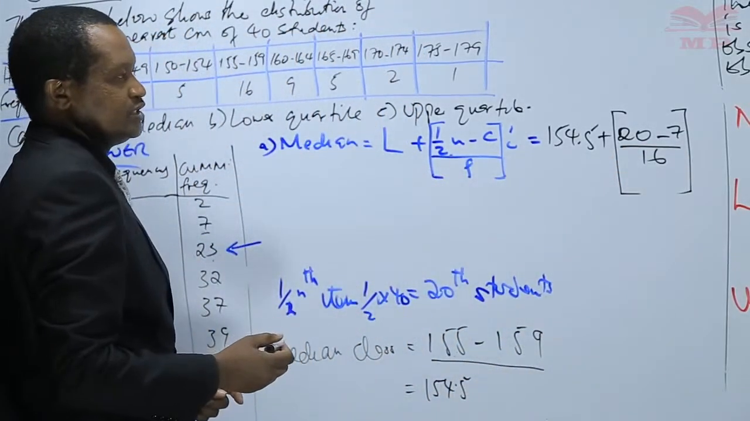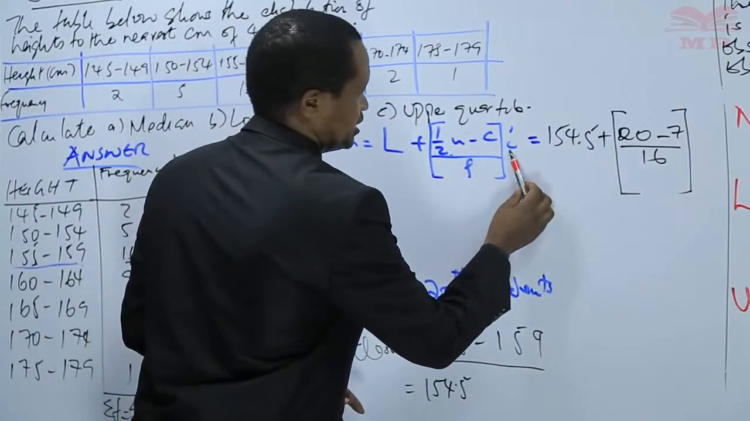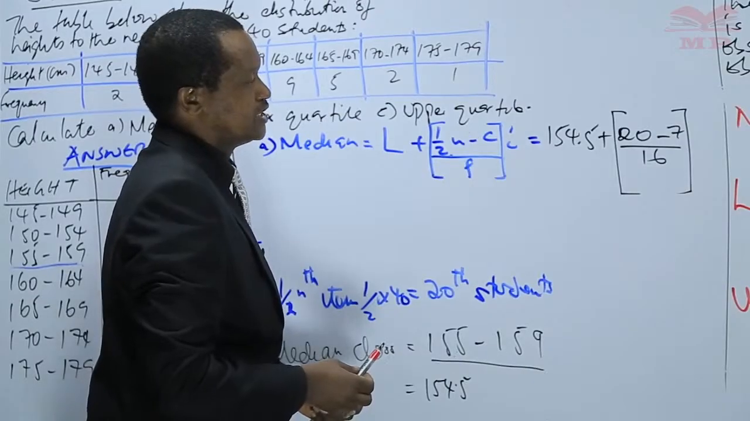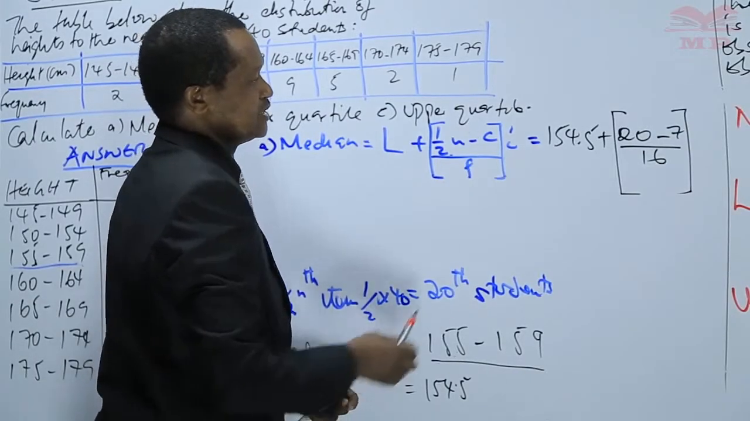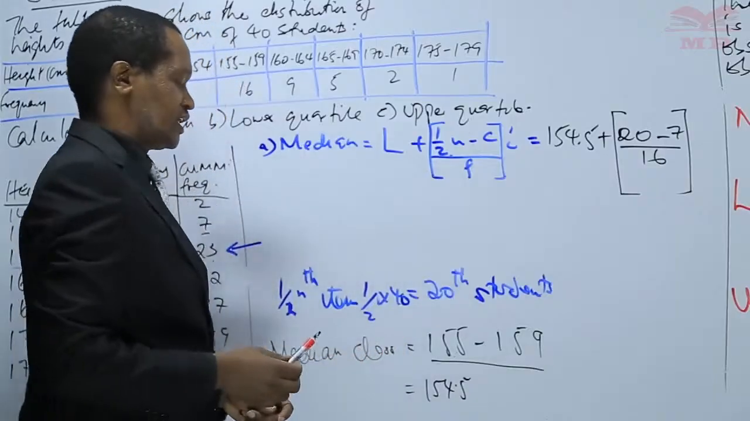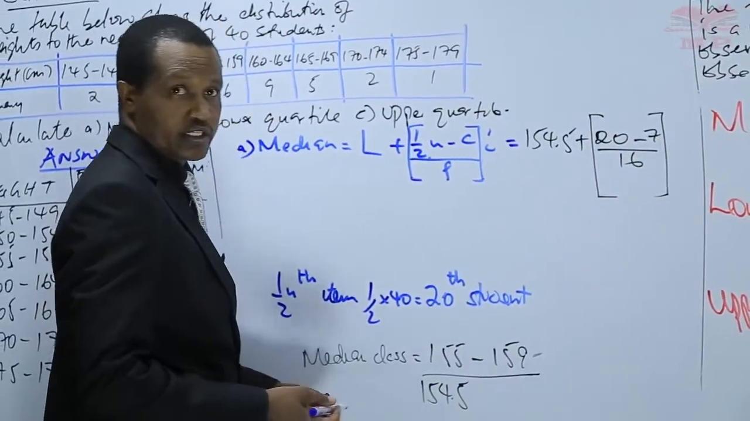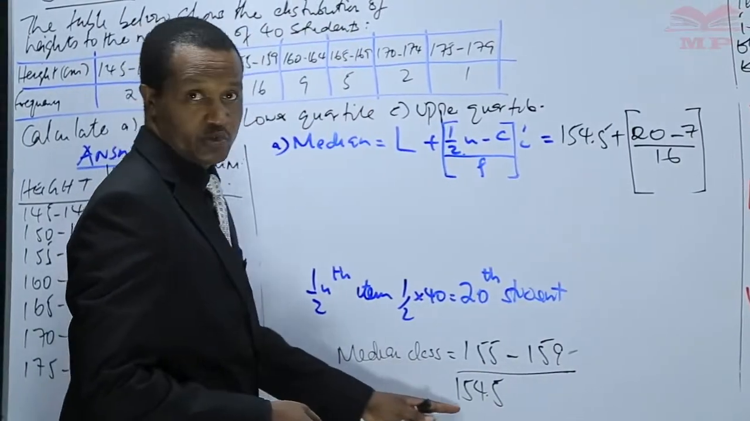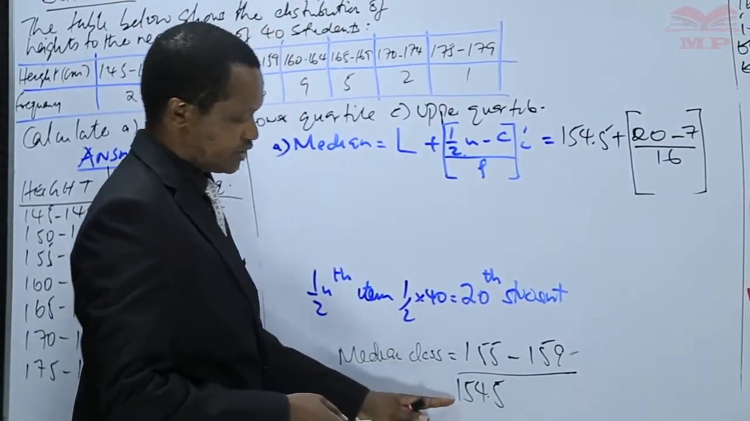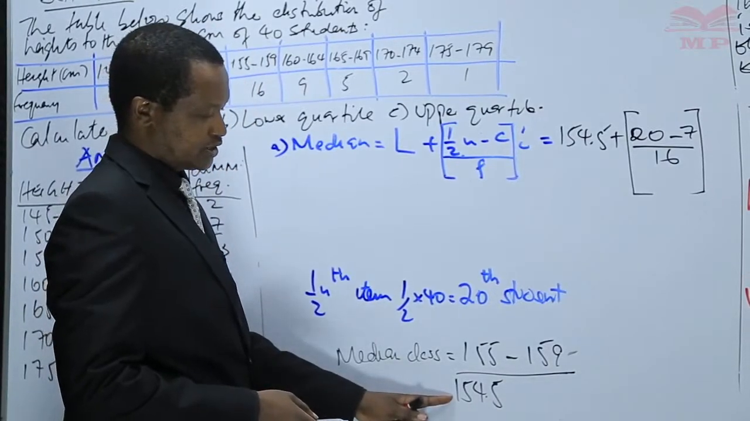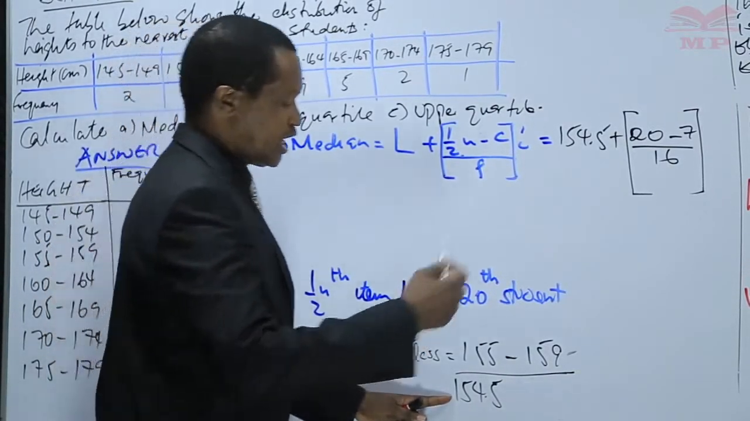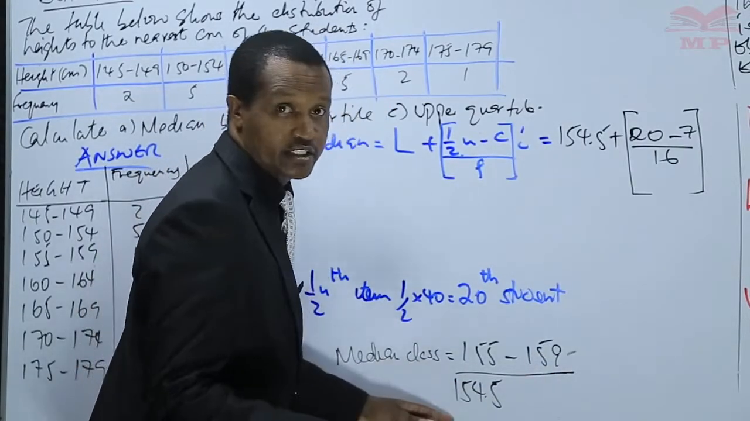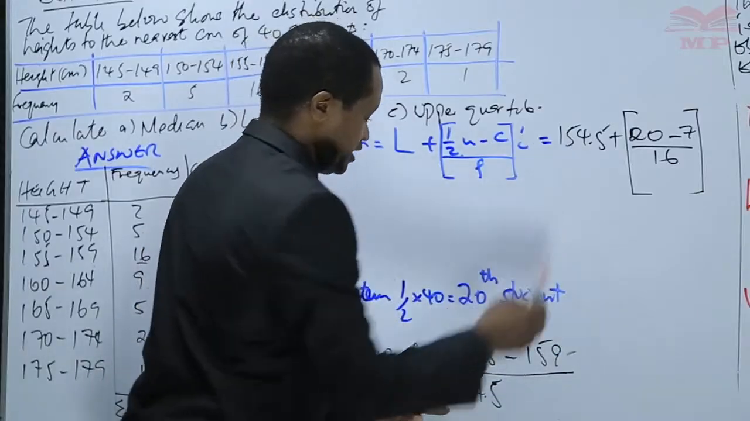What else? We need to determine the class interval of the median class. So learners, we are going to get the class interval of the median class. Remember here we used the class boundary. We have the lower class boundary, and we need to determine the upper class boundary. Then getting the difference, we'll have the class interval.